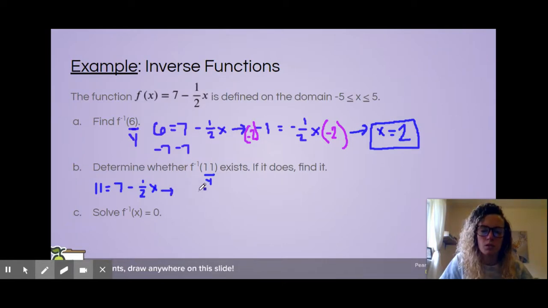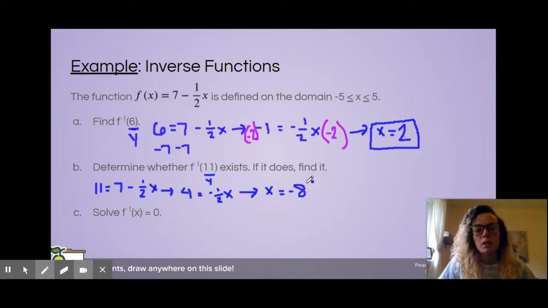I'll solve for x, so I'll subtract 7 from both sides. And then I'll multiply both sides by -2, or divide both sides by -1/2. So I'm getting x equals -8. So determining whether that exists or not, I have to think about that domain. Because my domain starts at -5 and -8 is smaller than that, that means even though I got a number, and you can argue that it exists because I got a number, that number itself isn't in my domain. So that's why we'd have to say that this does not exist.